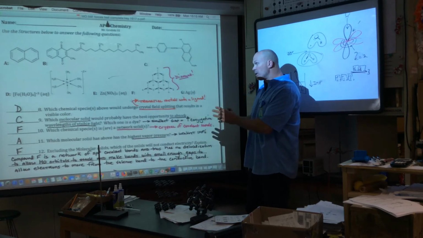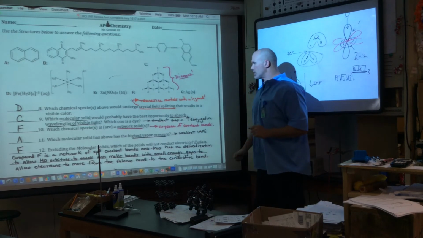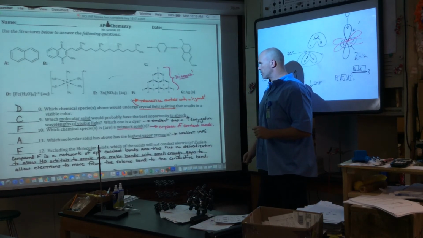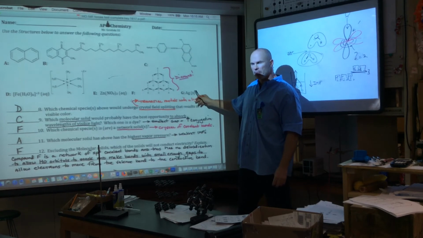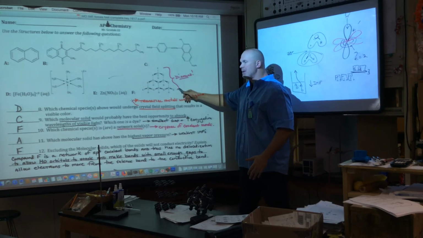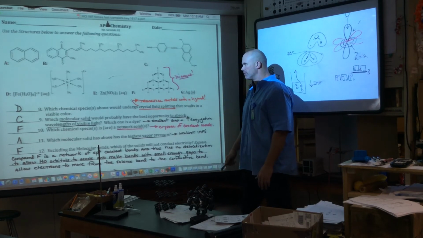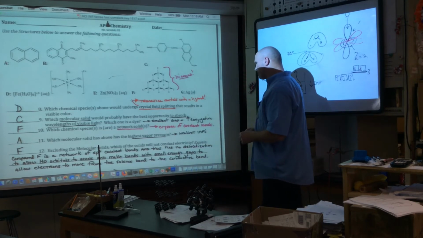Number 12, excluding the molecular solids. Which solids would not conduct electricity? Well, we know that these guys will. Their bands overlap. Diamond does not conduct electricity. So, excluding the molecular solids, which of the solids will not conduct?